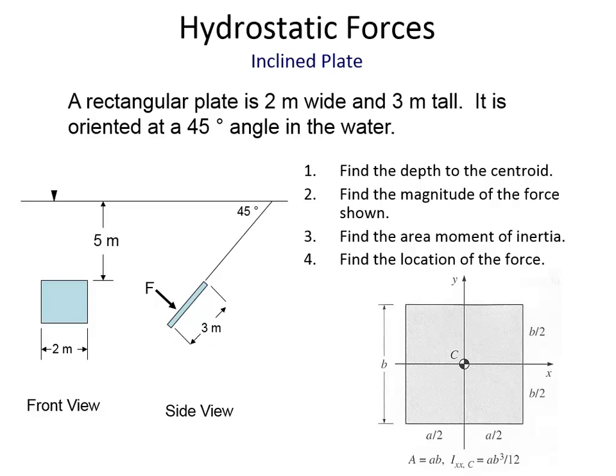So this is a plate that's 2 meters wide and 3 meters tall. We can see from this dimension that it's 3 meters tall. This is the side view. And from the front view, now remember, it's at an angle, so we couldn't get the height from a front view. Well, what we can tell is we get an accurate width measurement of 2 meters from the front view of it. And we want to know the depth of the centroid, the magnitude of the force, the area moment of inertia, and the location of the force.